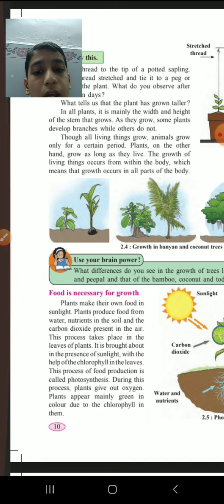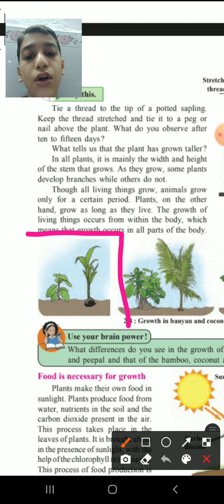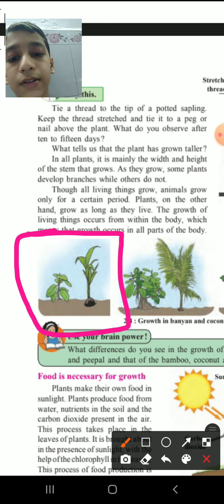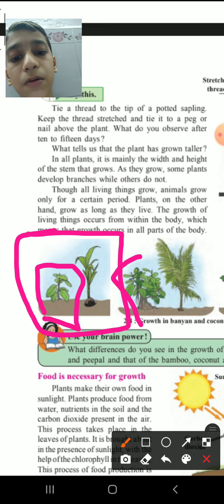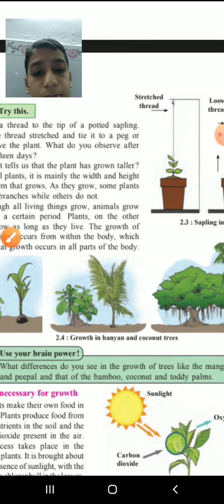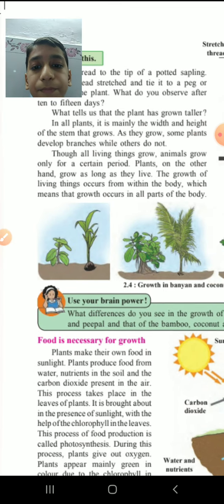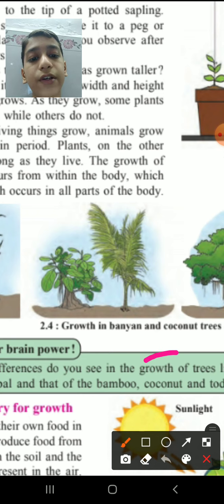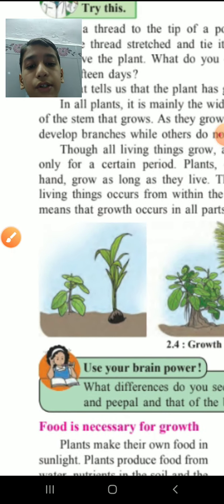Students, they have shown here the first stage of the tree. The tree grows very small at first. Then it grows bigger. This is what we call it, students. I will tell you in Hindi.